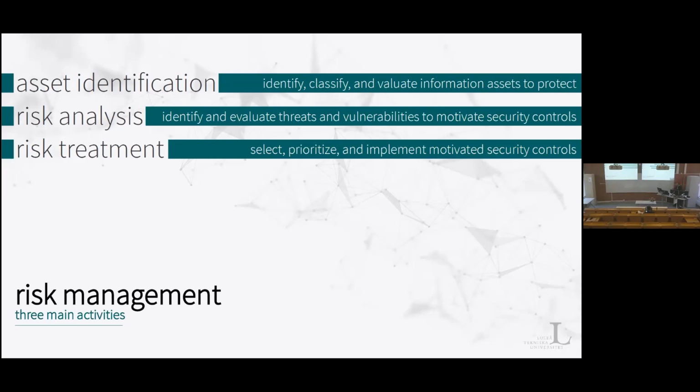So these motivated security controls, or the proposed security controls, is what we bring into the last activity, the risk treatment phase. Here we try to select which one of these security controls are relevant for us. We prioritize what order to start implementing them in, and we go ahead and implement them to try to secure our assets. So by this logic, it follows kind of a sequential process in that respect.